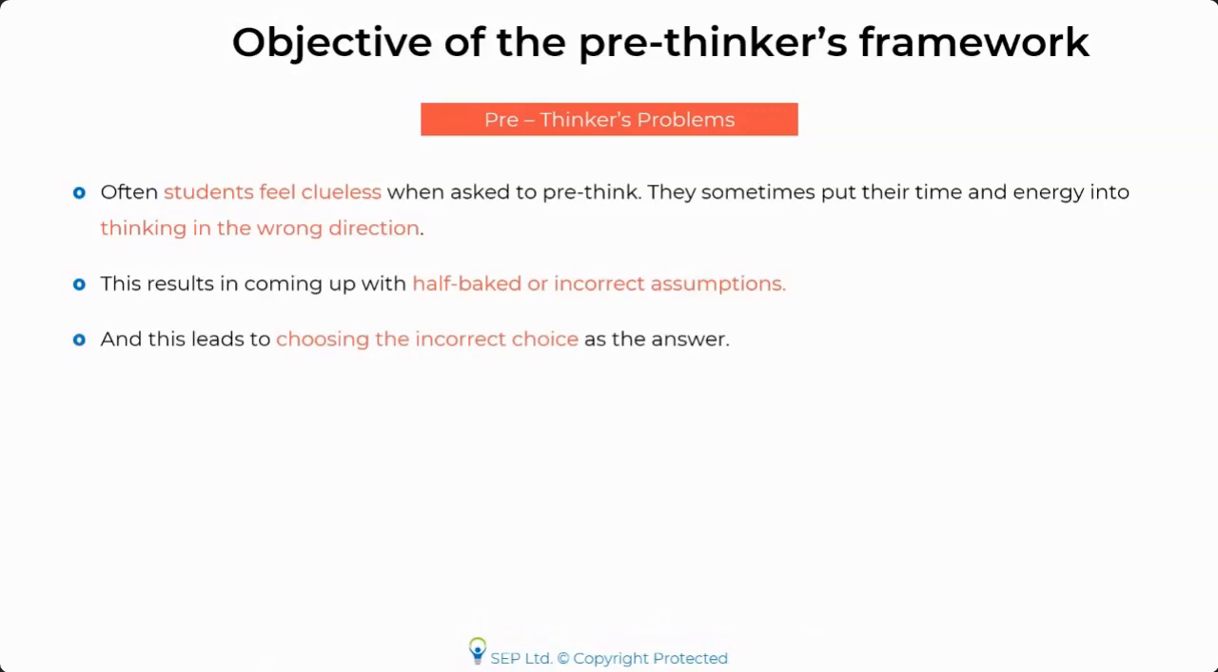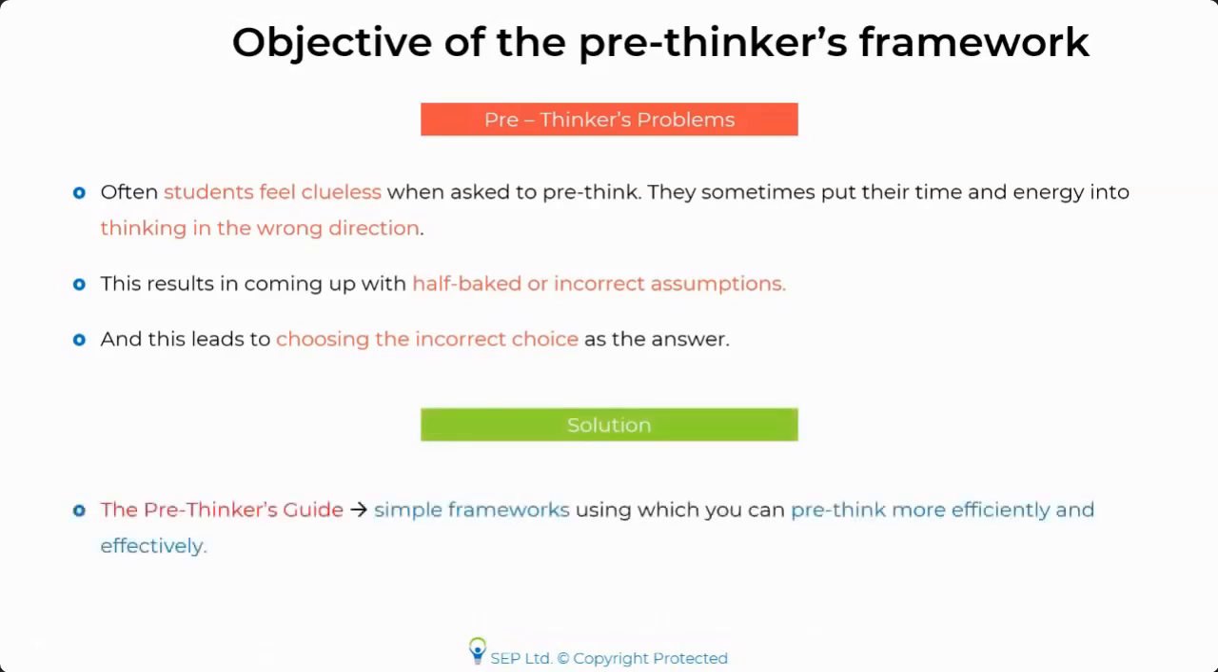And then you land up choosing the incorrect choice as the answer, all right? So through our research and our interaction with students, we have identified that this happens. And the solution to all of this was to prepare a kind of framework, a formula of sorts, which can help you pre-think more efficiently and effectively. When I say more efficiently and effectively, I'm telling you that I'm going to give you certain guidelines which will tell you in which direction to think.